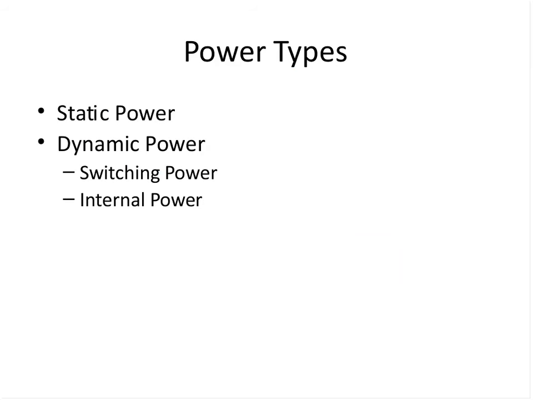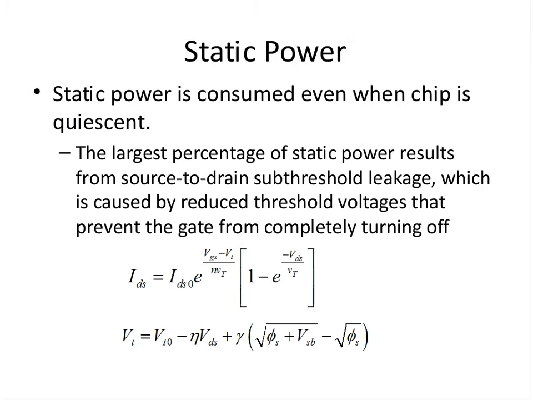Now the power numbers are divided into two types, static power and dynamic power. Dynamic power is further divided into two types, switching power and internal power. We will see what each of these means. Static power is consumed even when the chip is not switching. That means even if no activity is taking place in the chip, it consumes a bit of power. This is called standby power.